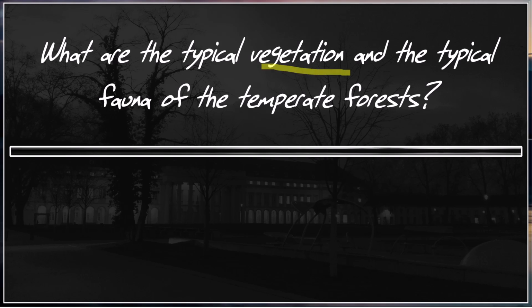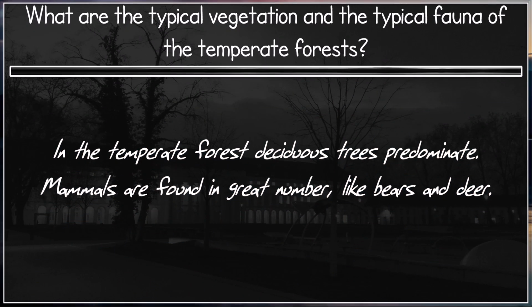What are the typical vegetation and typical fauna of the temperate forests? In the temperate forests, deciduous trees predominate. Mammals are found in great number, like the bears and the deers.